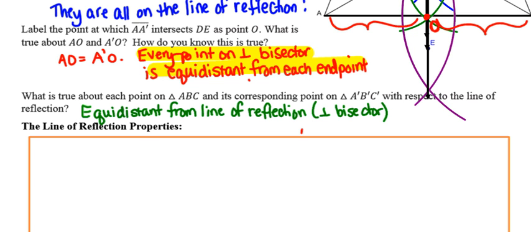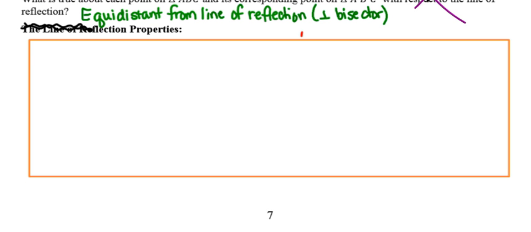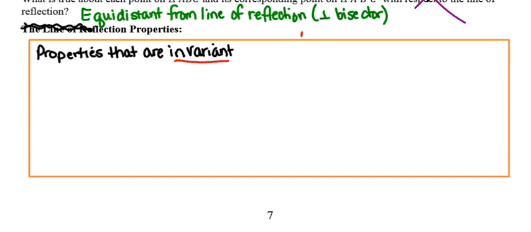All right, some properties you need to know about what happens whenever we reflect a figure across a line. And I'm going to say these are strictly reflection properties. There's some special things that happen whenever we reflect a figure over a line. There are certain things that don't change, that remain the same. And I'm going to use a fancy word for that and call it invariant. So properties that are invariant, and that word invariant is going to be a key vocab word for us this year. Invariant means either that they're preserved, they don't change, they stay the same.